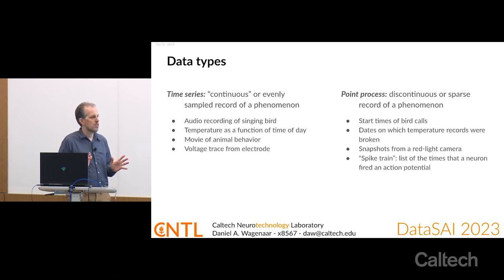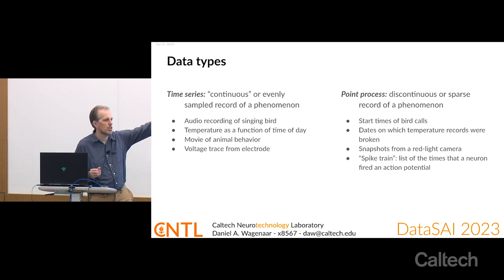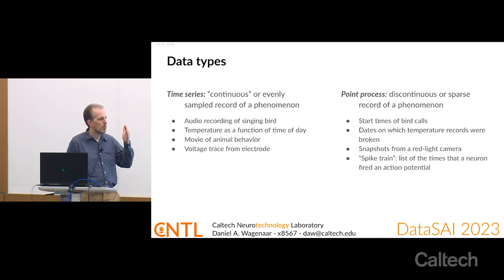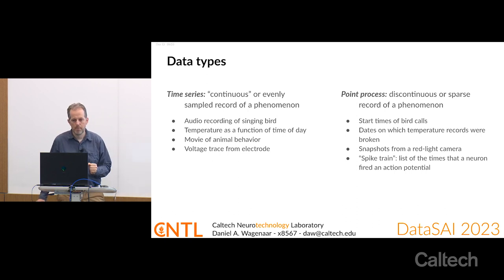So this is in contrast to a point process, which is a discontinuous record of a phenomenon. For instance, if you go back to our bird, we might create a list of all the times when the bird started its song. So this will be irregular, right? It might sing around daybreak, it might sing every 10 seconds for a while, but not exactly every 10 seconds, so we want to know the exact times. And we're not going to represent this as a whole long line of zeros and occasional ones, which would be a time series, but just as the timestamps themselves.